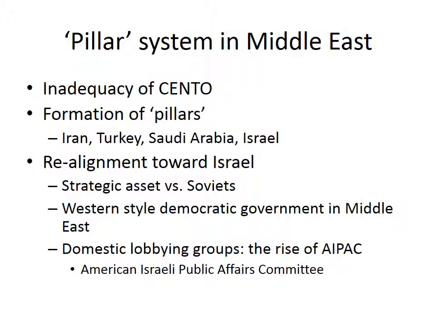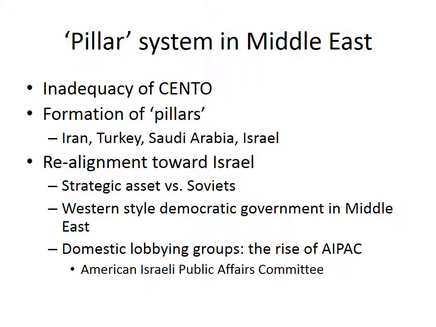Part and parcel to the development of the Nixon Doctrine. Remember, the Nixon Doctrine is that the U.S. is not going to become directly involved. Instead, what the United States is going to do is develop its alliance system, arm its allies to the teeth, and then we're going to have this series of proxy wars between U.S. allies and Soviet allies.